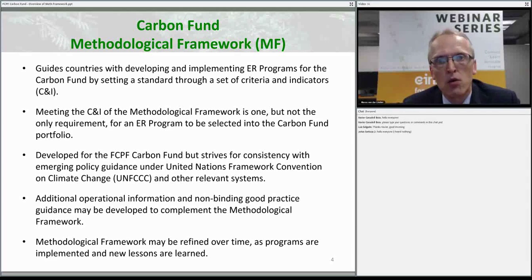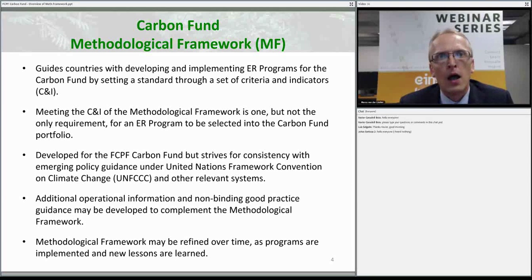selection process. Now, the methodological framework is designed specifically for the FCPF Carbon Fund, but it strives to be consistent with the UNFCCC guidance. But you will see once we start going through it, there are some parts where maybe the Carbon Fund has its own rules, or it's a little bit more restrictive.